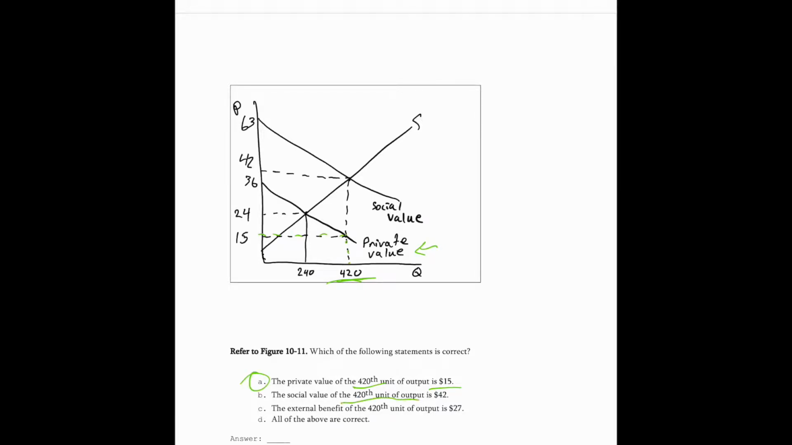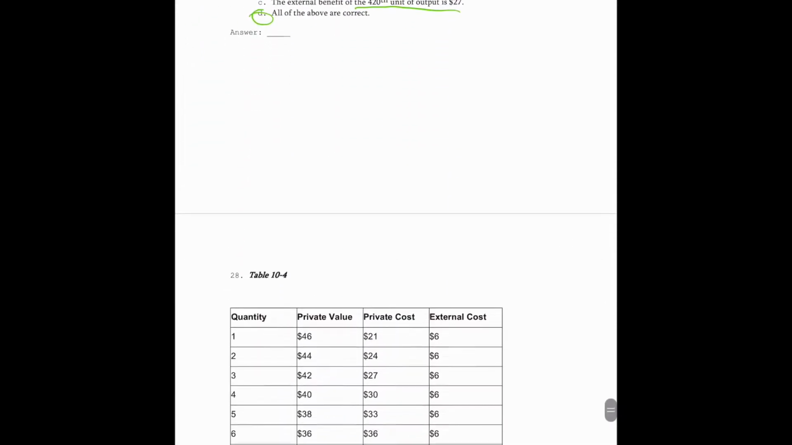The social value of the 420th unit of output is 42. Well, we can do the same thing with that. The social value is in fact 42. Check. Well, if two are right, all of the above must be correct. The external benefit of the 420th unit, well, what's the difference between 42 and 15? That is in fact equal to 27. So then D, all of the above are correct.